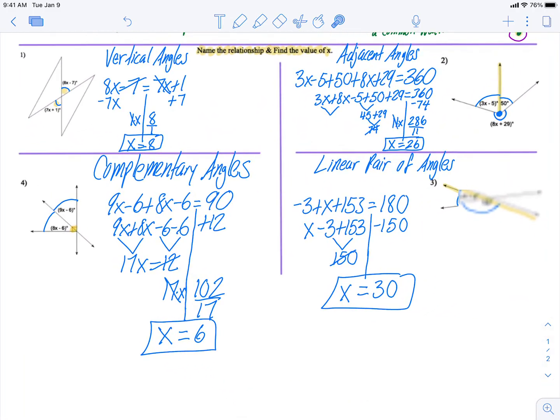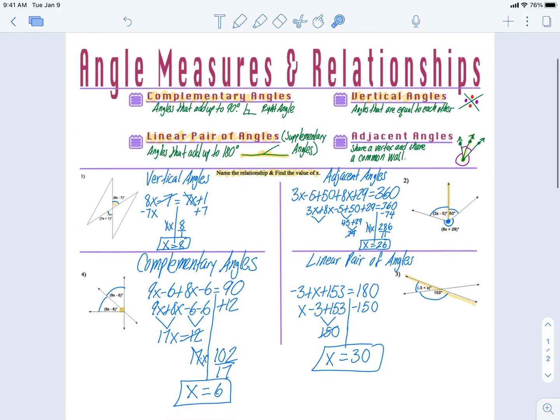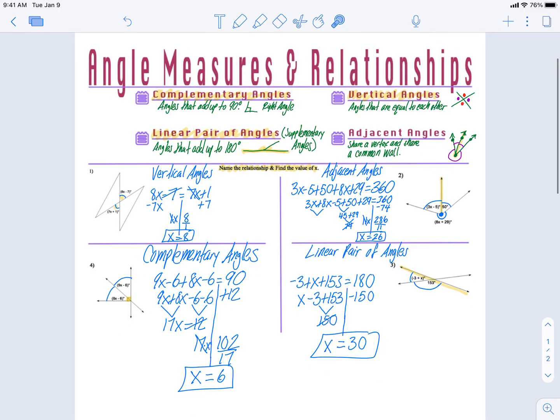Right? And that right there, kiddos, is the lesson for the day. Make sure that you rewind and make sure that you pause whenever you need to in order to get these notes, right? Which are called angle measures and angle relationships.